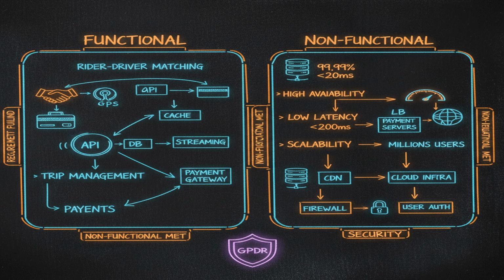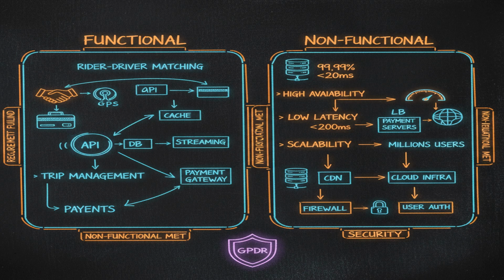First, let's nail down the requirements. Functionally, we need rider-driver matching, real-time location updates, trip management, and payment processing. Non-functional requirements? High availability is critical. Aim for 99.99% uptime. Low latency is also key, especially for location updates and dispatch. Scalability? We need to handle millions of concurrent users and growing trip volumes.